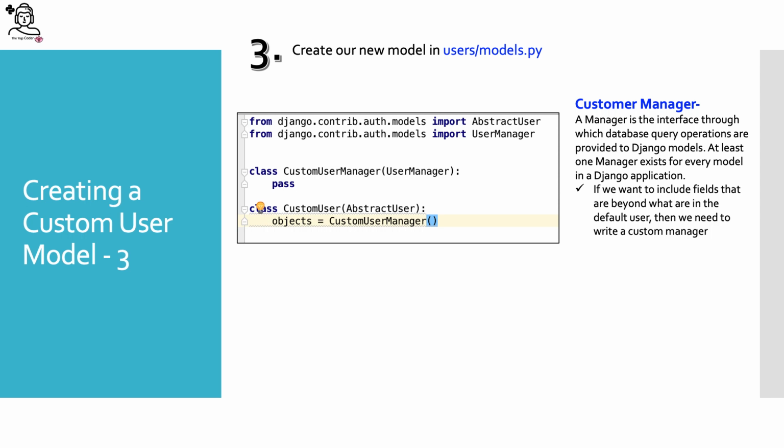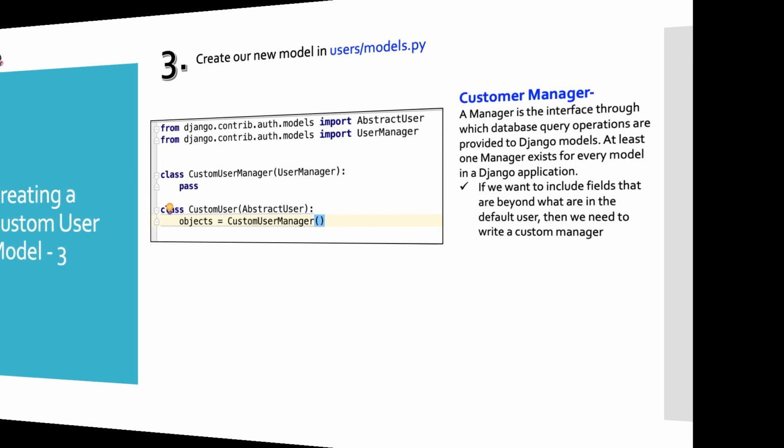At least one manager exists for every model in a Django application. If we want to include fields that are beyond what are in the default user, then we need to write a custom manager. So that's what we've done here. In its body, we only have the keyword pass. We're not doing anything with that right now. Then we create our custom user. It inherits from AbstractUser. We're importing that up here in our import section. And then we have one object called objects, and that equals our custom user manager.